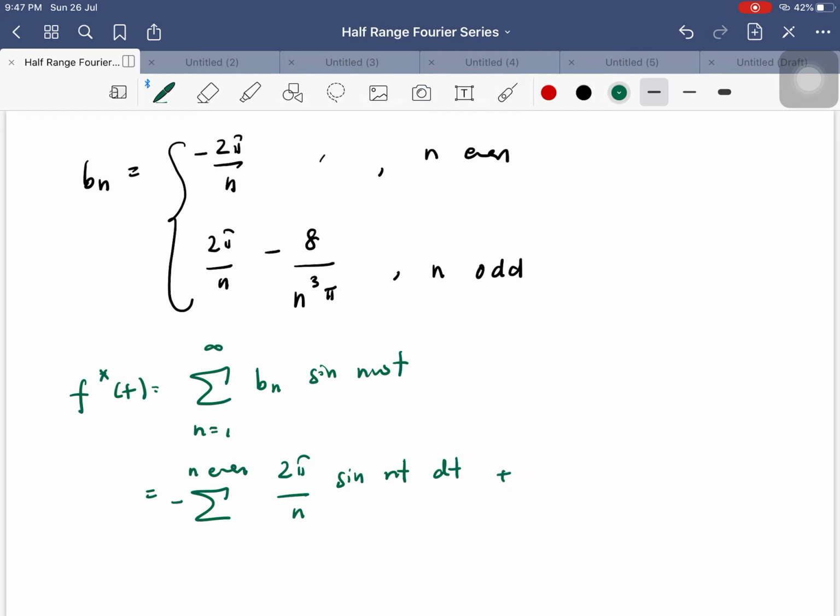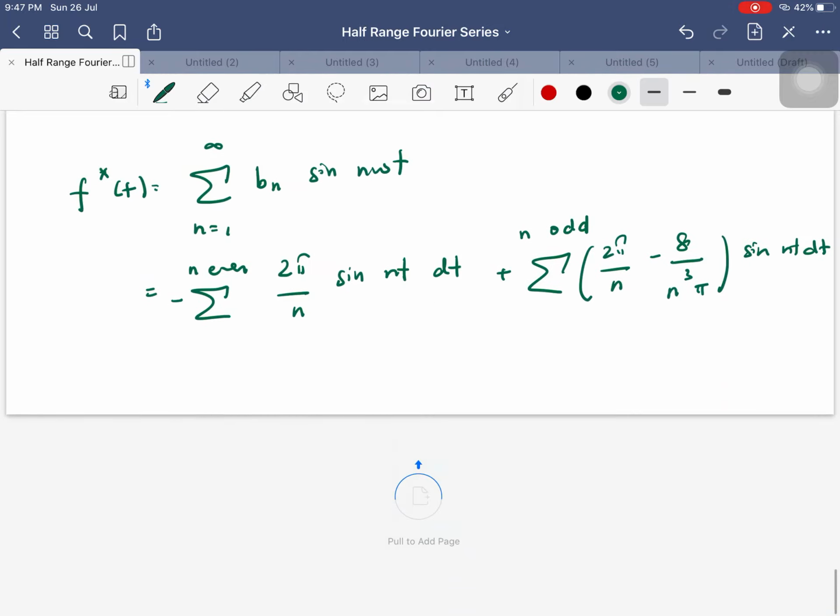And for the case of odd, I'm going to end up with 2 pi over n, so minus 8 over n cubed pi. And it's going to be sine of nt dt. So this is going to be the case when n is odd.